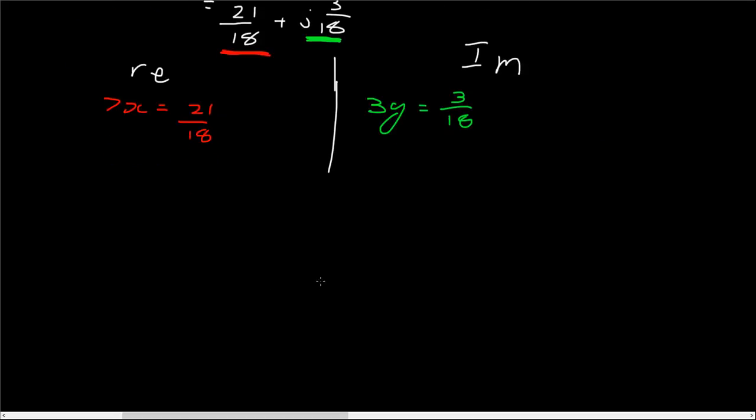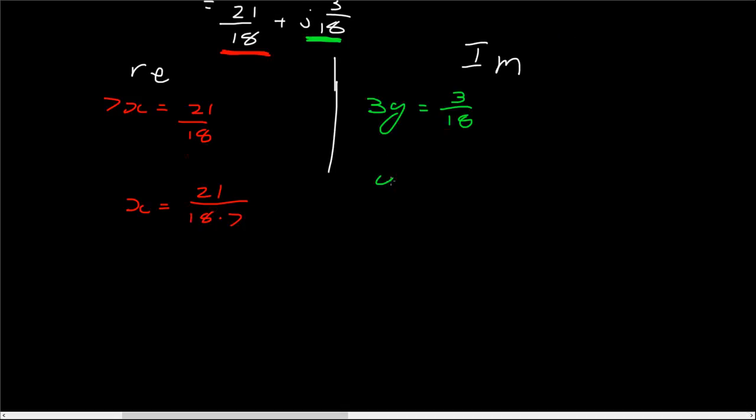Now we've got to solve for x and y. That's what they asked us to do. So let's solve for x here on the left. So x equals, we're just going to divide by 7, 21 over 18 times 7.